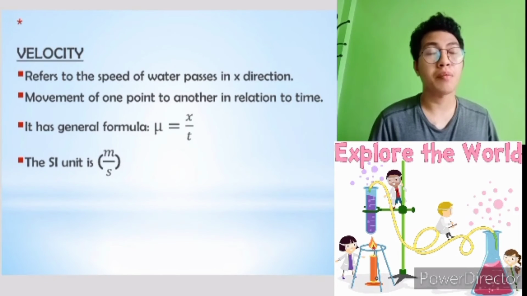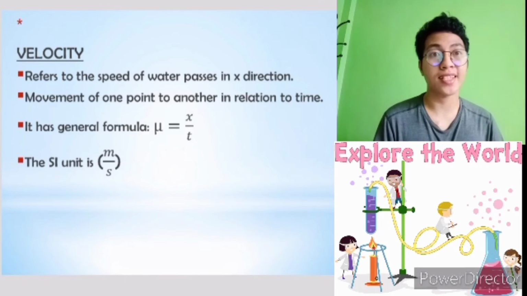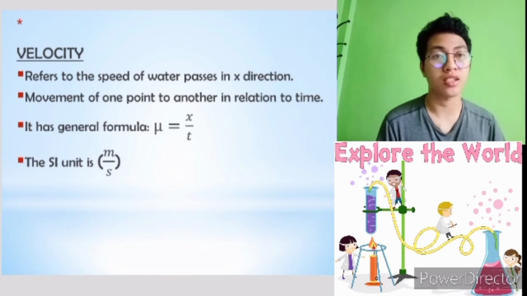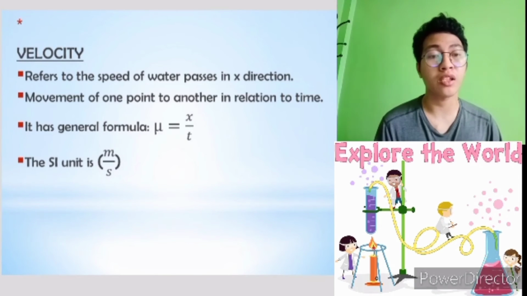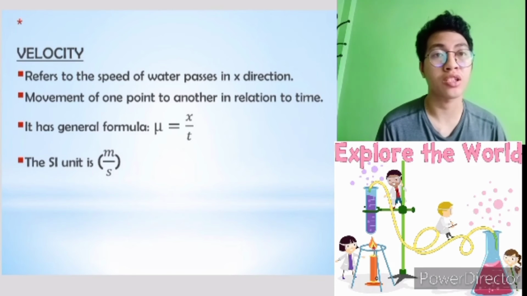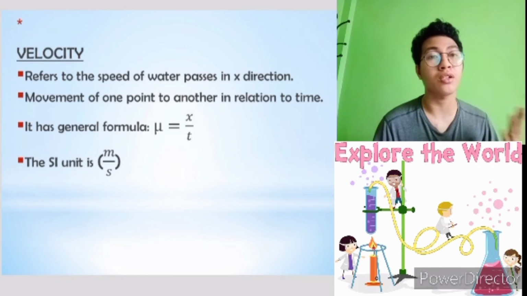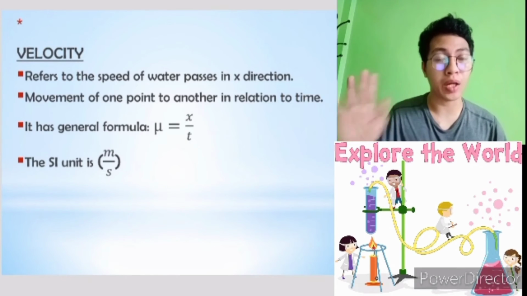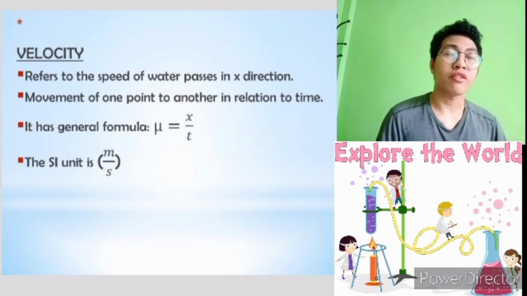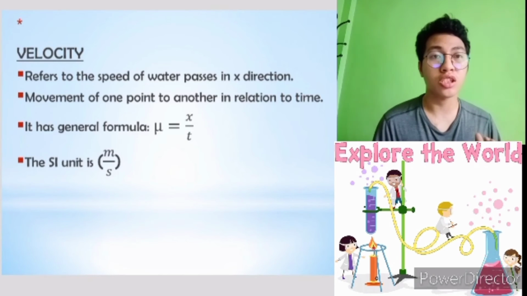The second parameter that we should consider in studying the flow is what we call velocity. So when we say velocity, it refers to the speed of water passing in one direction. So basically, ang pinaka-idea nito, ito daw yung gaano kabilis yung water mag-travel from one point to another point. So ibig sabihin, any changes in position can determine the velocity of the water or the flow.